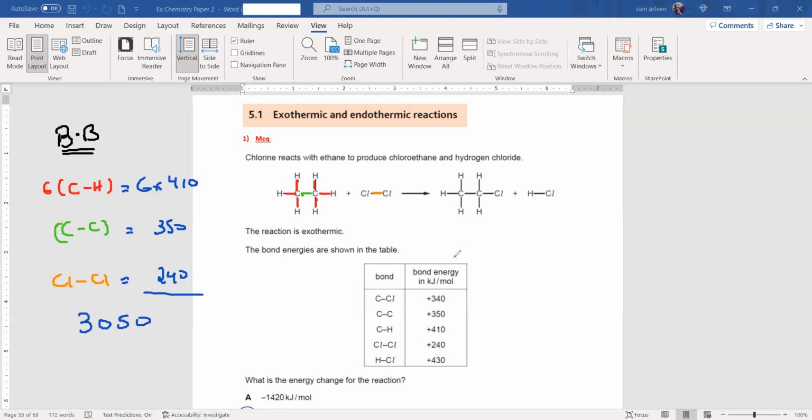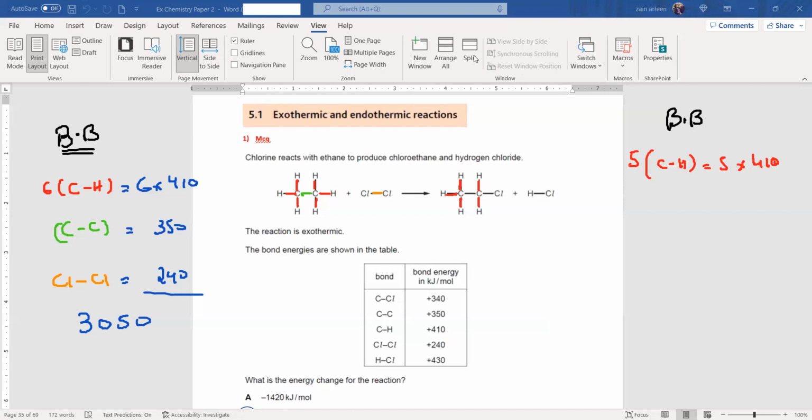So 3050 is the bond breaking energy. Then the bond forming energy, the bonds which we are forming. So how many C-H bonds are there? 1, 2, 3, 4, 5 this time. So on the bond forming side we have 5 C-H bonds. So it will be 5 multiplied by 410, because 1 C-H is 410. That's why 5 into 410.